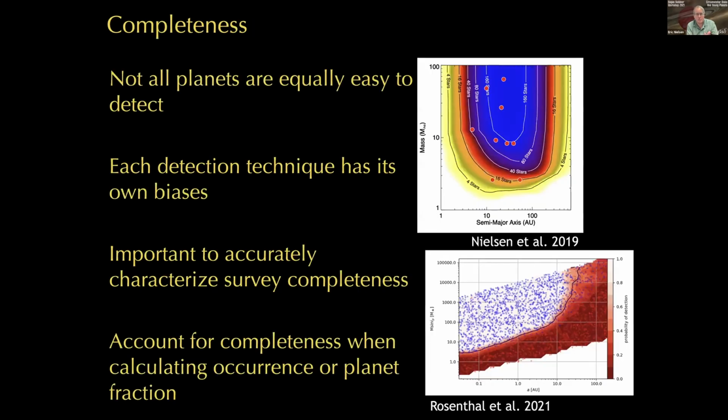And the thing you have to remember is completeness, that depending on your observation technique, some planets are easier to see than others. And you really need to take into account that bias for your particular technique, for your particular observations, before you start making conclusions about the overall occurrence rate.